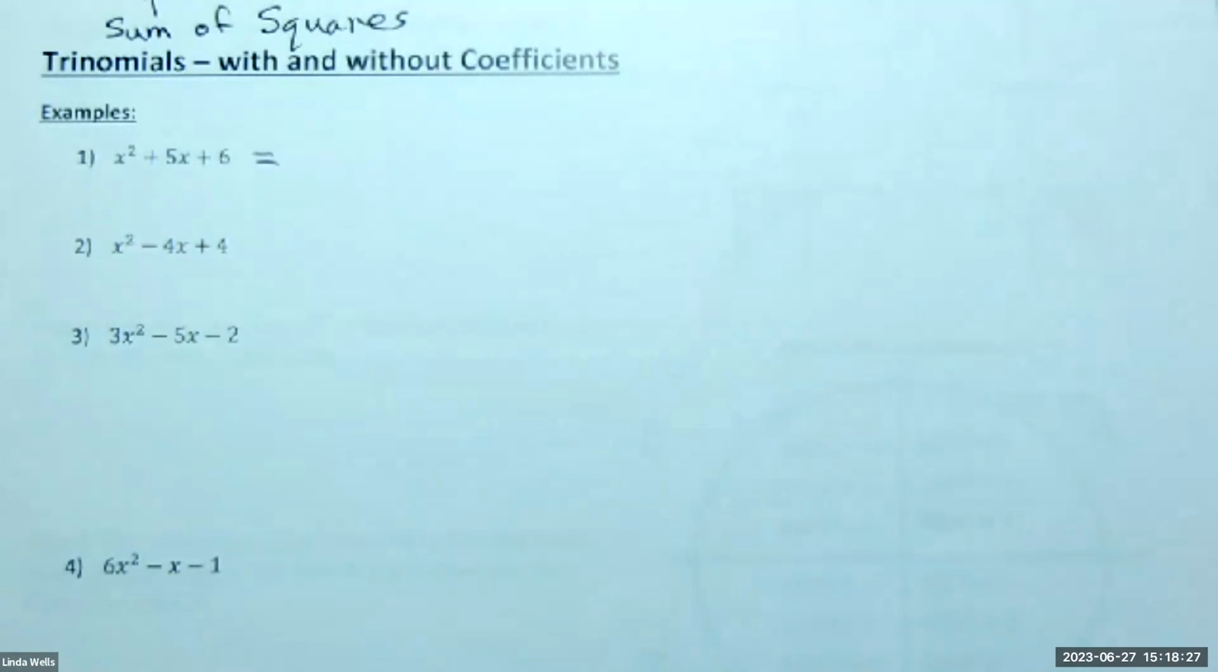Some high schools teach the box method, the cross method, the T method, the AC method. Any other methods I should know about? It's not a Mickey Mouse method yet. No, okay. I don't care how you do it.